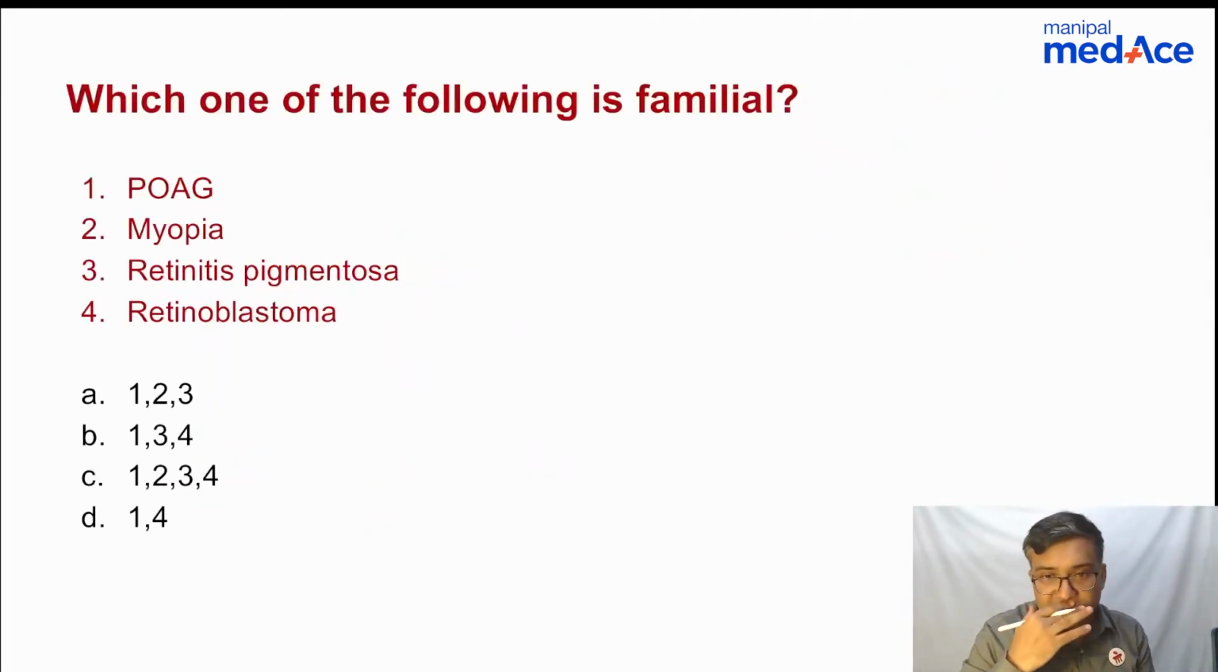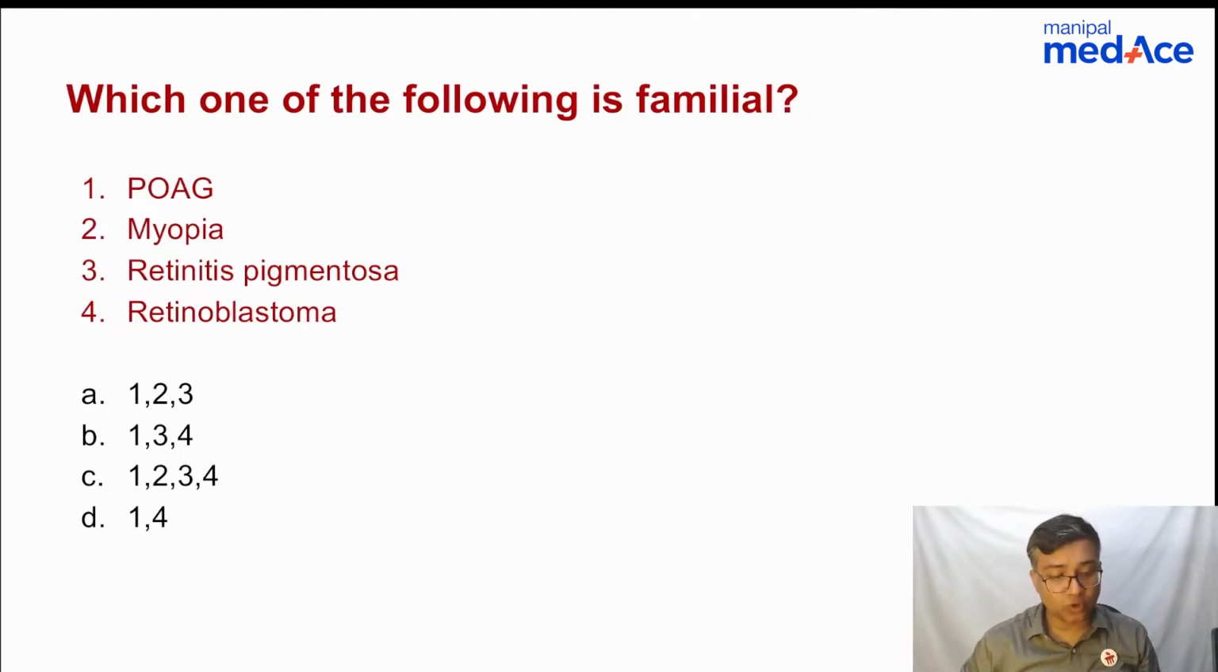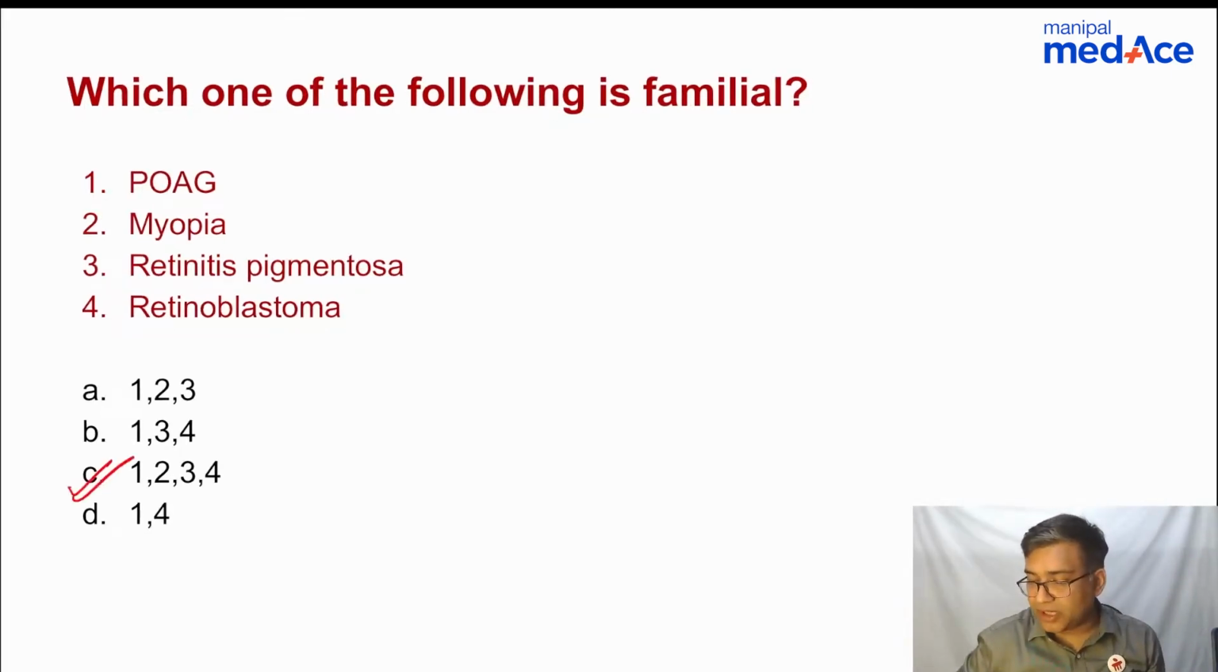The next question was regarding which of the following is familial in presentation. Your options were primary open angle glaucoma, myopia, retinitis pigmentosa, and retinoblastoma. Remember, all of them are familial and can have a genetic predisposition, genetic components. So all of them are the answer.